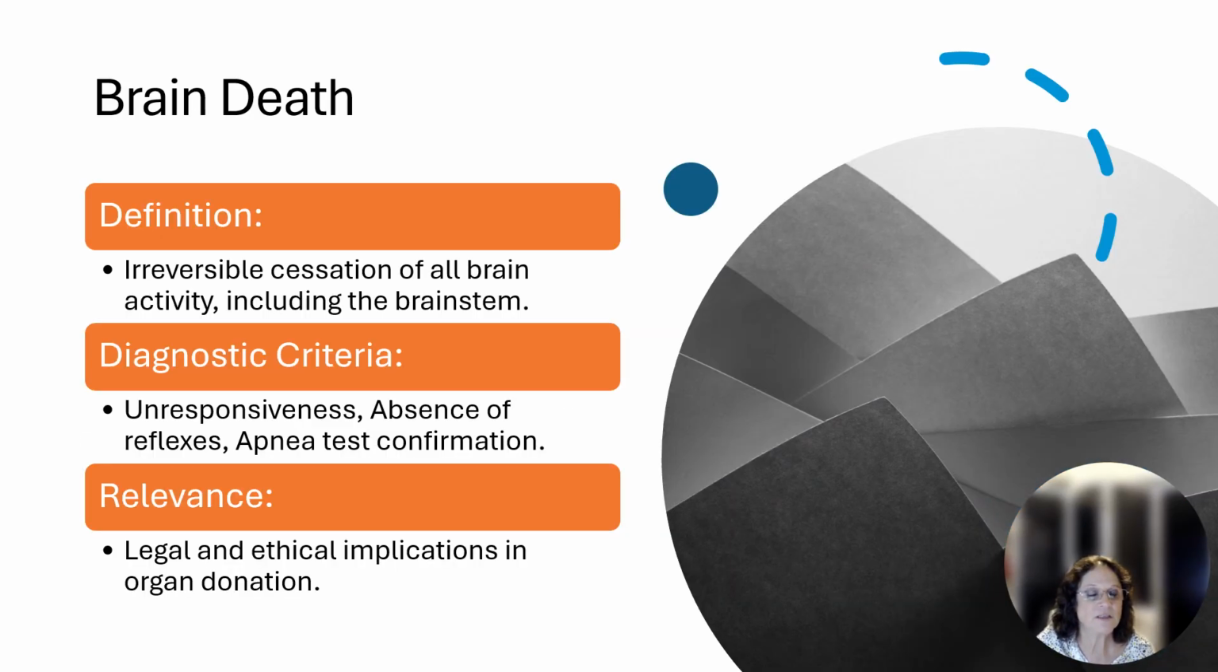Now, a couple of other things to pay attention to is brain death. It's defined as the irreversible cessation of all brain activity, and we diagnose it when somebody is unresponsive, if they have no reflexes, and we do an apnea test, and that confirms the diagnosis. The relevance is that, as nurses and healthcare providers, we have legal and ethical implications involved with understanding brain death and the difference between brain death and somatic death, especially when we're talking about things like organ donation.